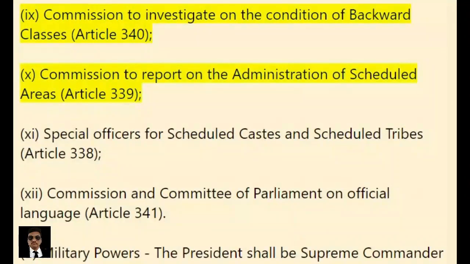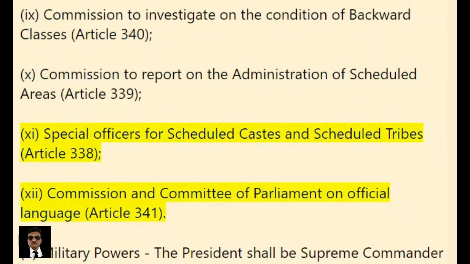9. Commission to investigate the condition of backward classes, Article 340. 10. Commission to report on the administration of scheduled areas, Article 339. 11. Special Officers for Scheduled Castes and Scheduled Tribes, Article 338. 12. Commission and Committee of Parliament on Official Language, Article 341.